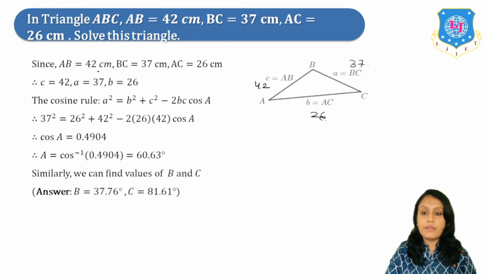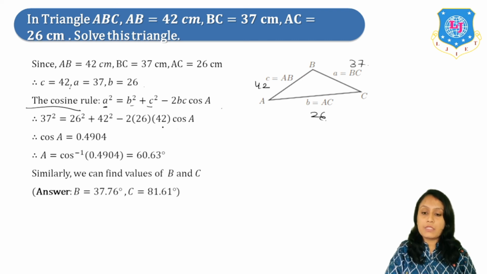Now it is given in the question AB, BC and AC. Now we know by the notation that AB is small c, so small c is 42, small a is 37 and small b is 26. Now we use the cosine rule to find the angles, so the cosine rule is a square is equal to b square plus c square minus 2bc cos A. Now we know the values of a, b and c. Substitute it over here.